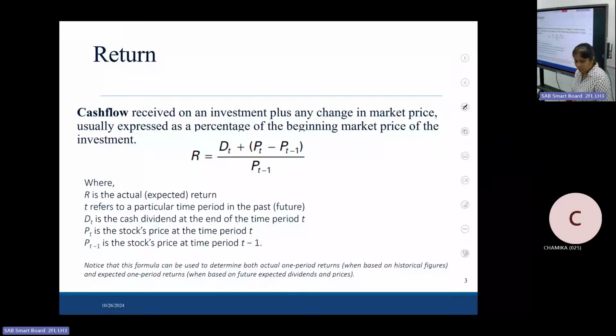Let's have, you have to define the variables first. So what is return? Can anyone explain to me the difference between return and profit?